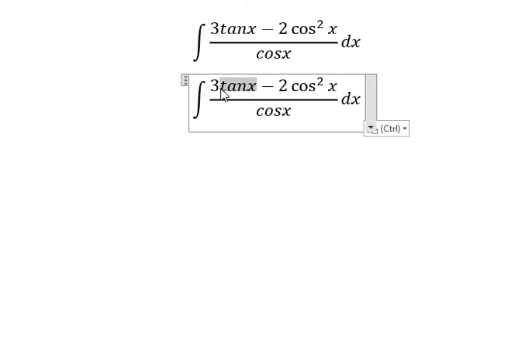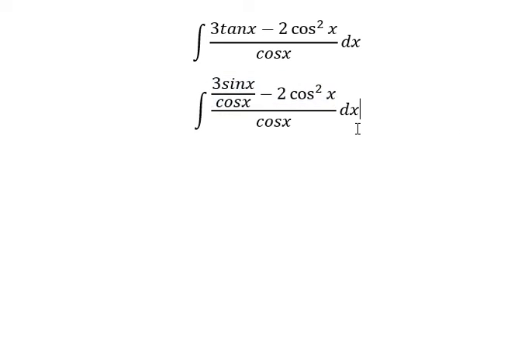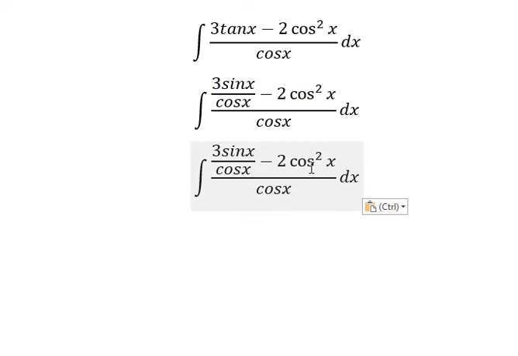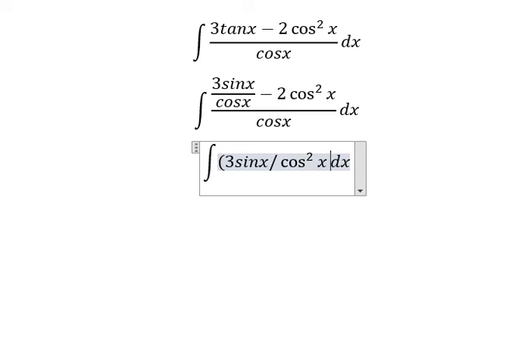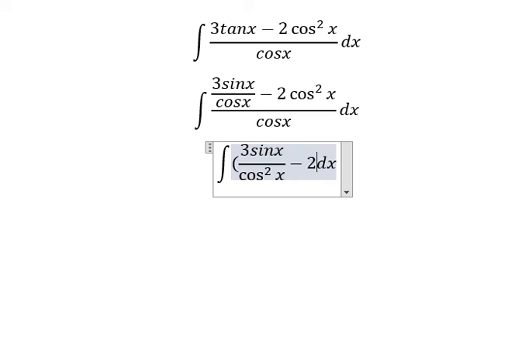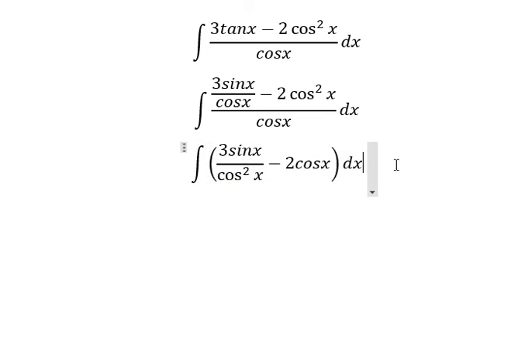About tan x, we have sin x over cosine x. So this one divided by this one, and this one divided by this one. So we have about 3 sin x over cosine x squared minus 2 cosine x. Now we go to the first one.